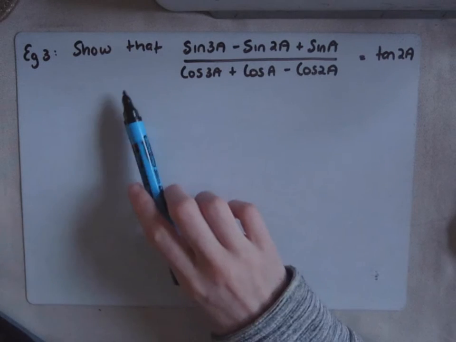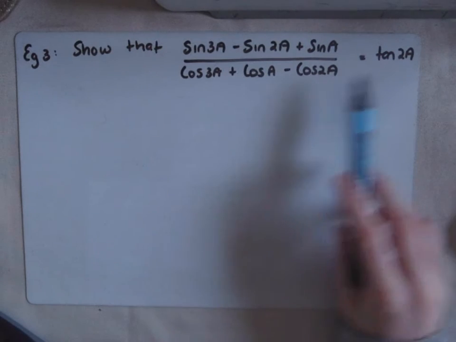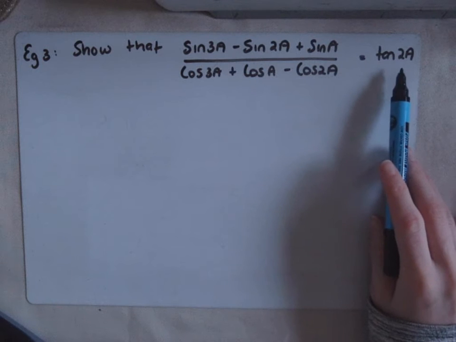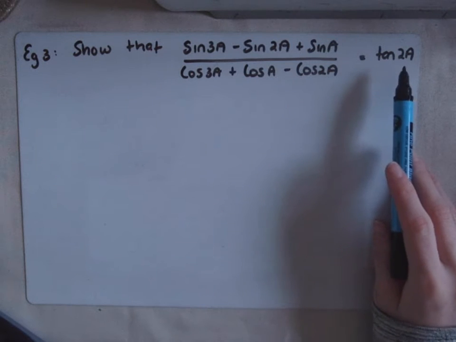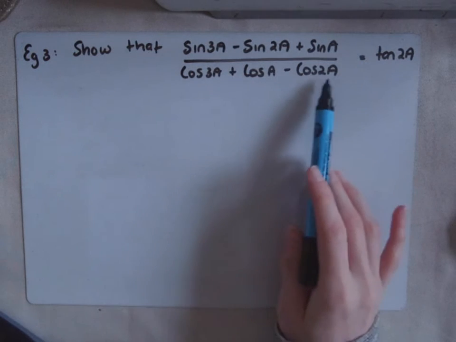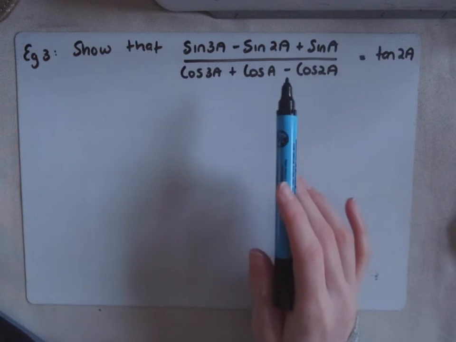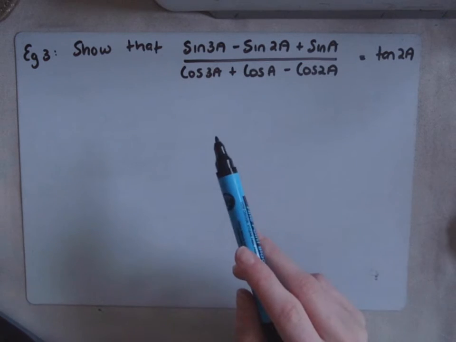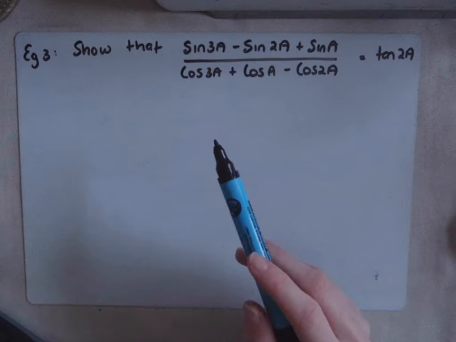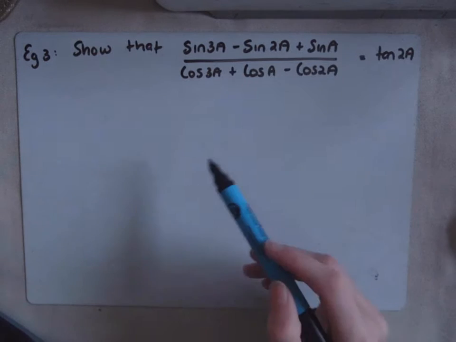So we're asked to show that this thing here is equal to tan of 2a. Okay, now we've an awful lot going on here, but we do have some sums and differences. Sums and differences are normally of two things, so we're going to group together two things on the top and two things on the bottom.